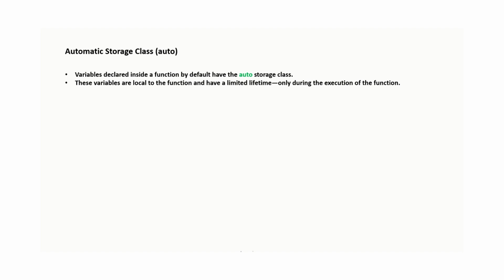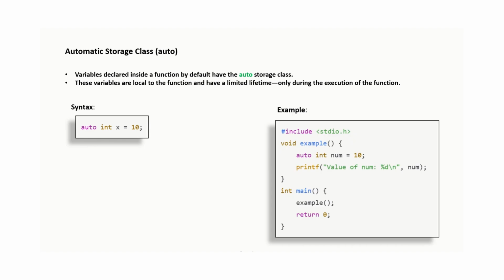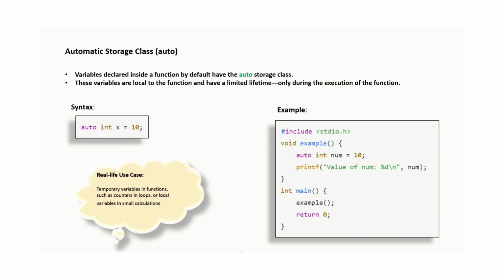By default, variables declared inside a function are automatic or auto. These are local to the function and exist only during its execution. Once the function ends, they are destroyed. Here is the syntax and a simple example. Notice how the variable is created and destroyed within the function. A practical use case might be temporary variables like counters in loops or calculations. Think of auto variables as disposable paper cups. Use it for a single purpose and discard it afterward.